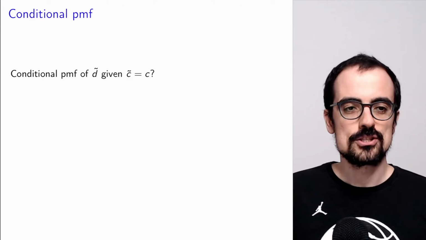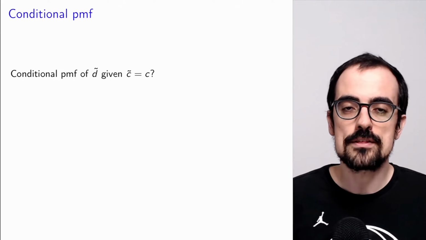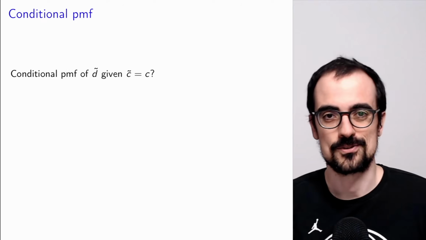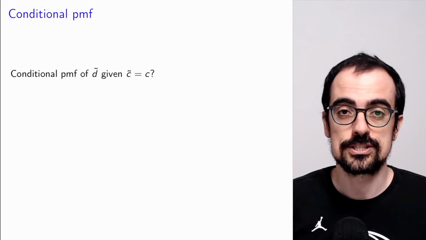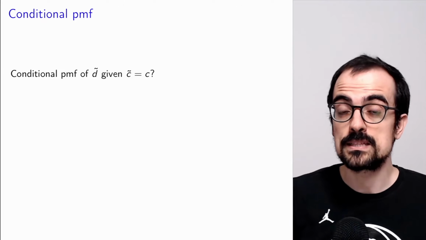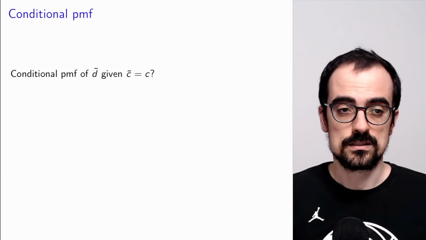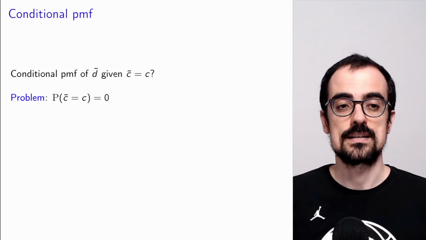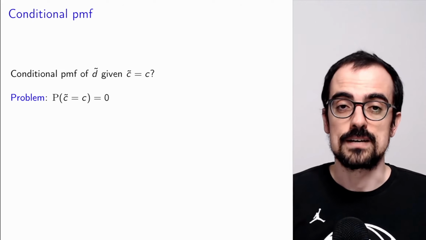Okay, so now something that we should ask ourselves if we're going to manipulate these two random variables together is, can we define the conditional PMF of the discrete random variable given the continuous random variable? This would surely be an interesting object. It would allow us to ask questions such as, what is the conditional probability that there is precipitation given that the temperature is, let's say, 10 degrees? The problem with defining the conditional PMF given this event is that that event has probability 0, because for continuous random variables, the probability that they are equal to a specific value is always 0.